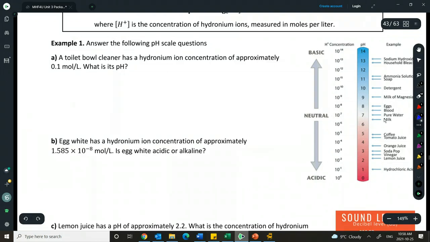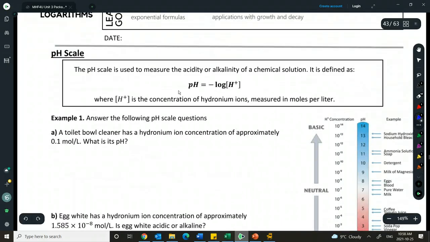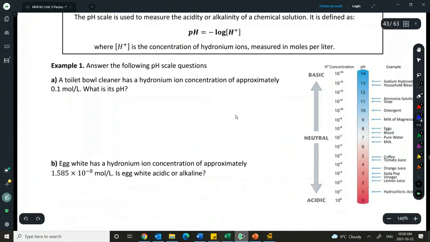So something like water, or things that are close to that would be blood, water, and milk. But pure water would be neutral. It's neither acidic nor basic. Okay, so logarithms with base 10 are useful when we calculate pHs because the entire pH system is based on a base 10 system.